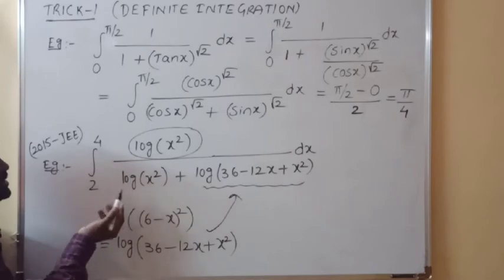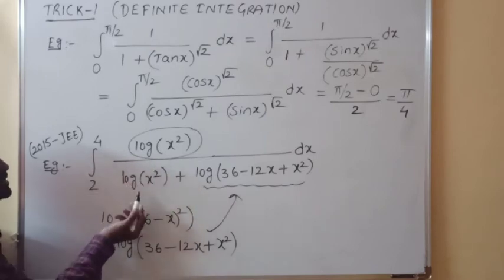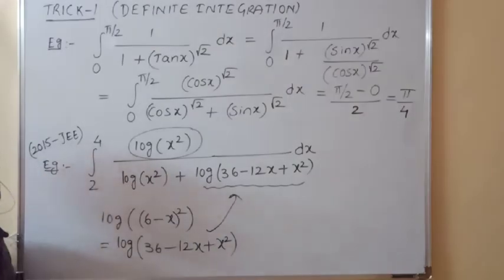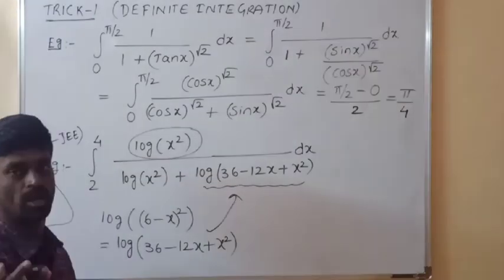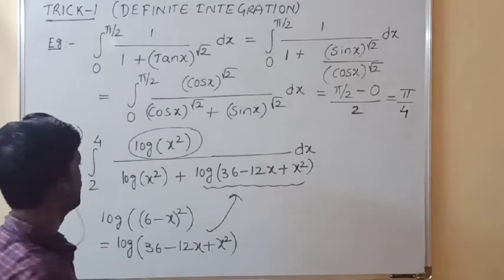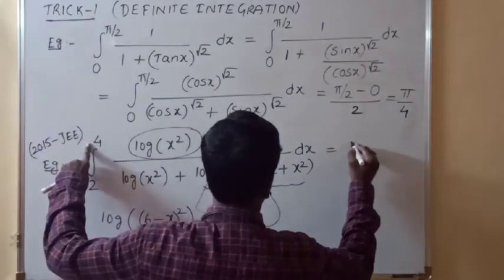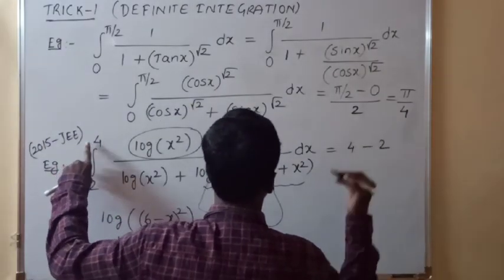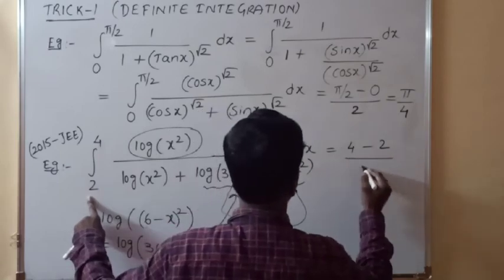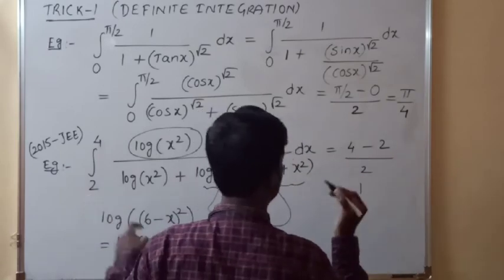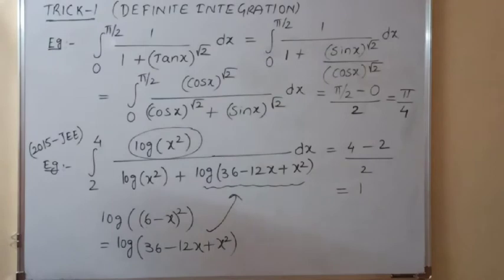So that means the given integral is in the form of integral a to b, f of x by f of x plus f of (a plus b minus x) into dx. So what is the answer? Upper limit minus lower limit divided by 2. What is the upper limit in the given problem? 4 minus lower limit 2, divided by 2. So 4 minus 2 is 2, 2 by 2 is 1. So 1 is the answer.